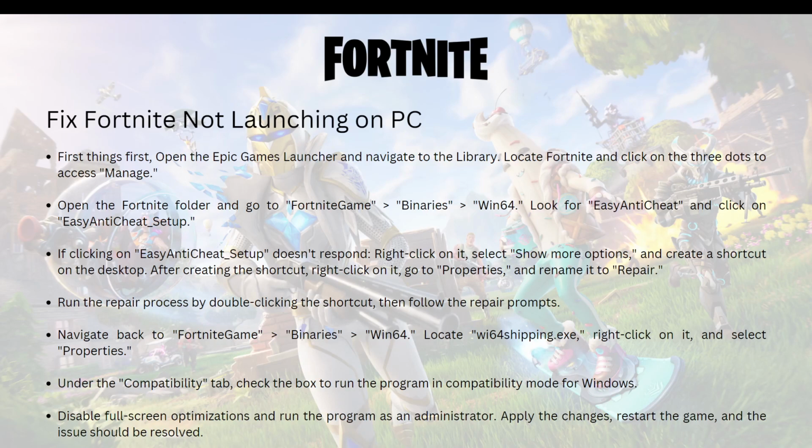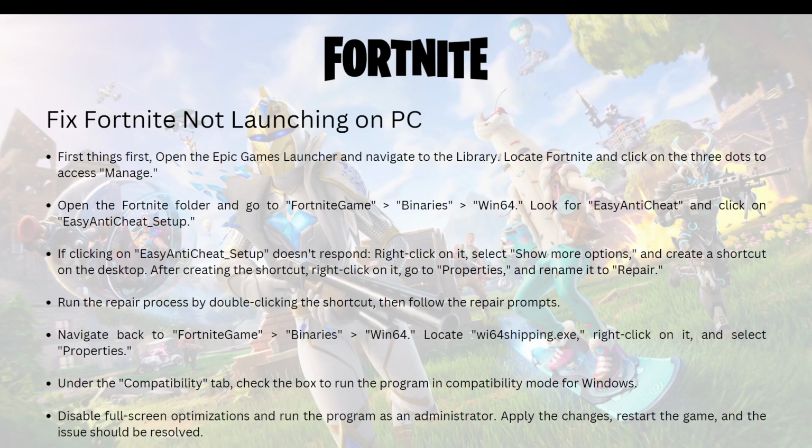If clicking on Easy Anti-Cheat underscore setup doesn't respond, just right-click on it. Select Show More Options and create a shortcut on the desktop. After creating the shortcut, right-click on it, go to Properties, and rename it to Repair. Run the repair process by double-clicking the shortcut, then following the repair prompts.